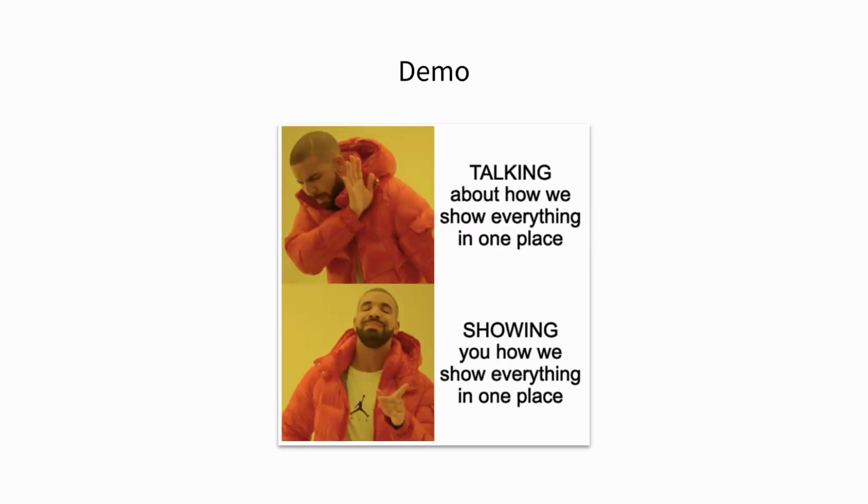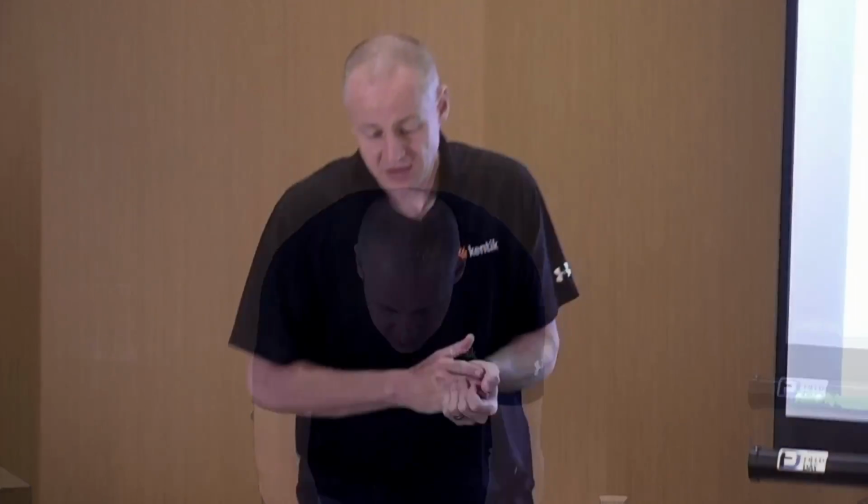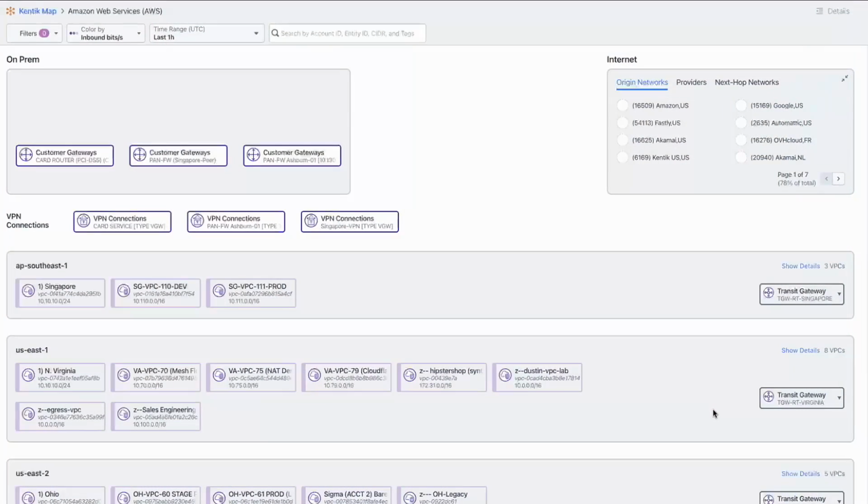All right, so it's one thing to say all these things and to throw up a couple screenshots here on the slides and talk about what we can do, but nothing is better than actually seeing it in the product. So let's hop over and actually see this in the product. This is the Kentik Map that I talked about a little earlier in my intro. So this is giving me the ability to visualize not only my physical locations, my data center, but also cloud. In this case, we're actually looking at our Amazon Web Services environment.